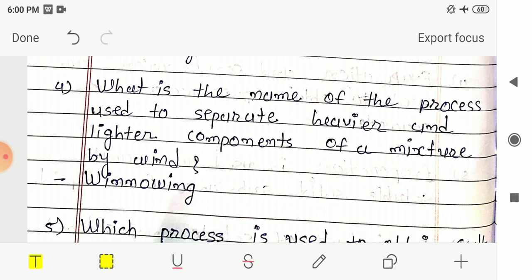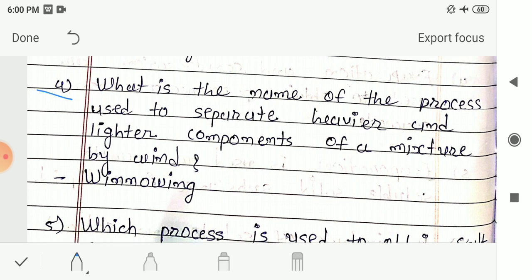Next, fourth number: what is the name of the process used to separate heavier and lighter components of a mixture by wind? So this process is known as winnowing. In winnowing, we are separating heavier and lighter components of the mixture by blowing air or wind, and the difference between these two components is in their weight. One component should be heavier and the other lighter, like the mixture of husk and grains.